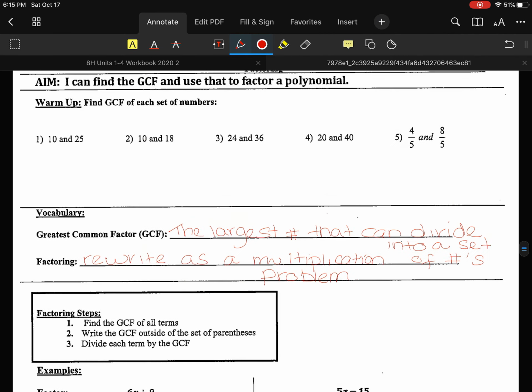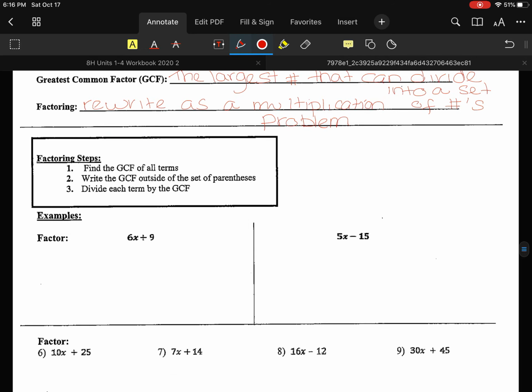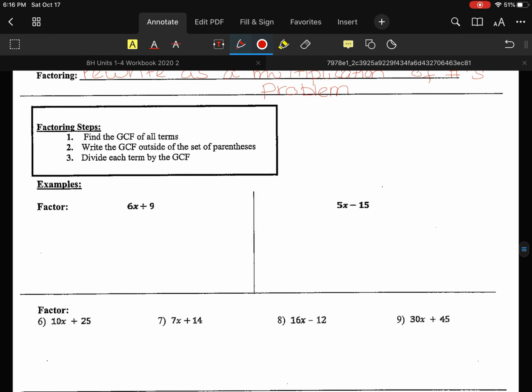So if you look at the examples below, 6x plus 9 and 5x minus 15, you can see that's much different than the warm-up we have above, where number 1 is just a 10 and a 25. We are going to do like we did the other day and get the greatest common factor for our terms, but then we're going to use our greatest common factor to factor and rewrite as a multiplication problem.